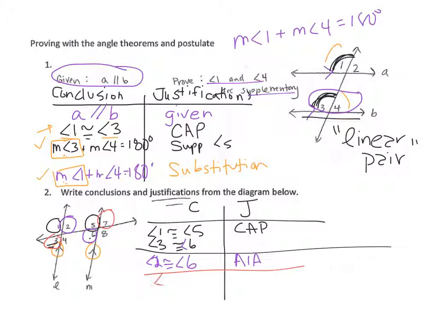And I'll do an alternate exterior: 3 and 7. Angle 3 is congruent to angle 7 by alternate exterior angles. You could do some same side interior angles. You could say that the measure of angle 2 plus the measure of angle 5 equals 180 degrees, because they're same side interior angles. There's a lot of different justifications that you can make.